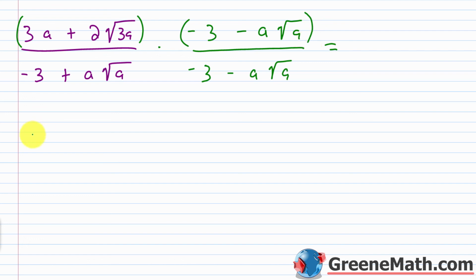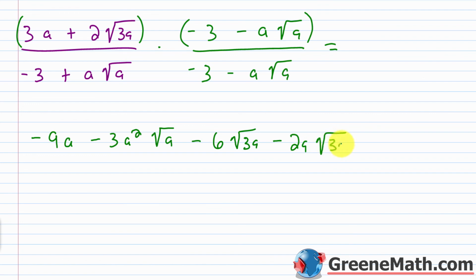3a times negative 3 is negative 9a. For the outer, I've got 3a times negative a times square root of a. So that's going to be negative 3a times a is 3a squared, and then times square root of a. For the inner, I've got 2 times square root of 3a times negative 3. So that's negative 6 times square root of 3a. And then for the last, I'm going to have 2 times negative a, or negative 2a, times the square root of 3a times the square root of a. So that would be the square root of 3a squared. So I know the square root of a squared is a. So I can pull that out and make this a squared times the square root of 3.